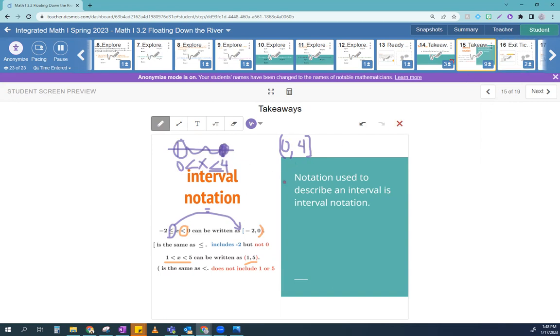Can I move on or do you guys need another one of these? Okay, I'm going to move on. With interval notation, the last thing I'll say is practice writing it, because you're only going to get better at it if you practice it.